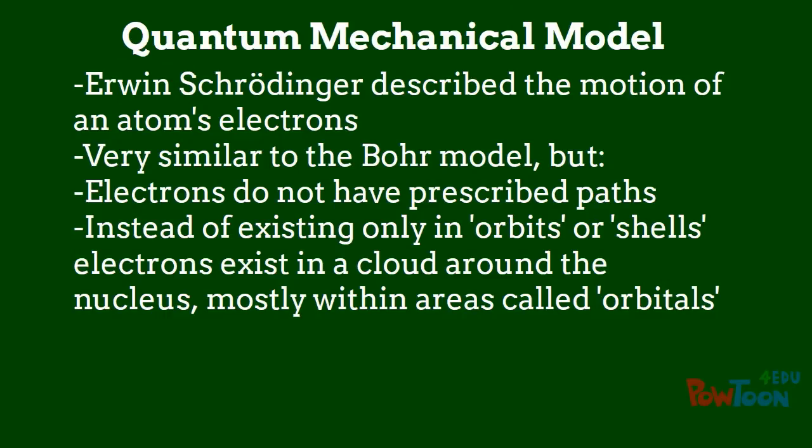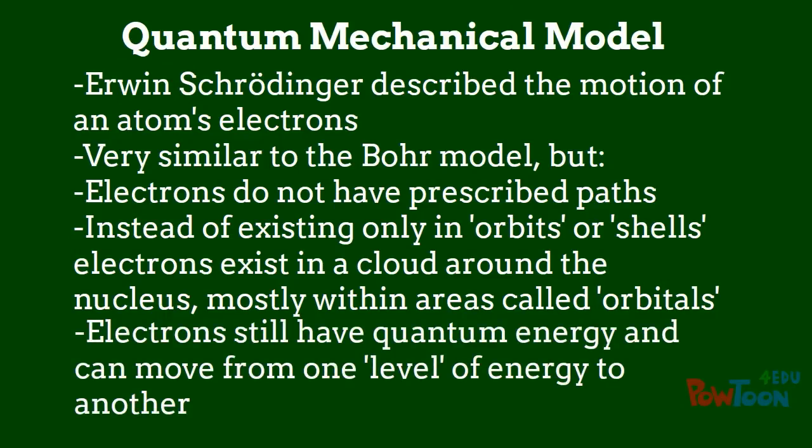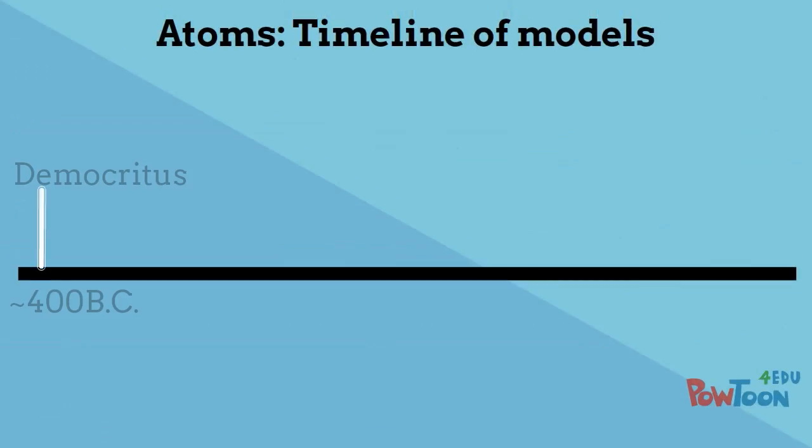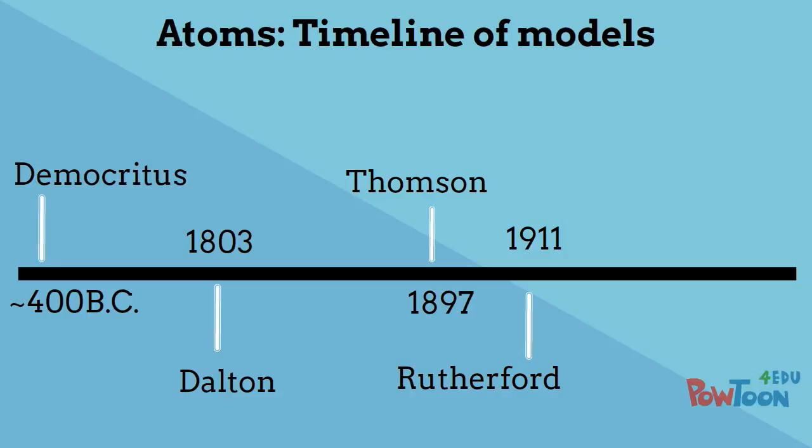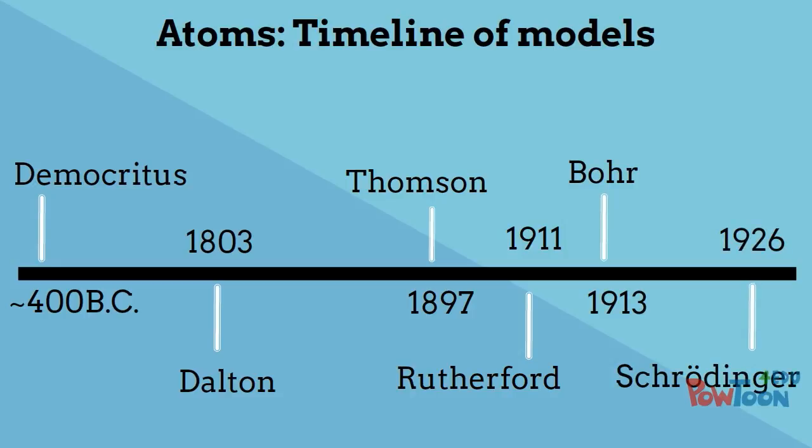Areas of high probability are called orbitals and are arranged in specific ways to form sublevels. Electrons still have the ability to jump from one level to another by absorbing or emitting quanta of energy. This is a timeline of the major atomic models and theories. Take a minute to look at this and see if you can identify the changes or major features of each model. If not, you may want to go back and study this.